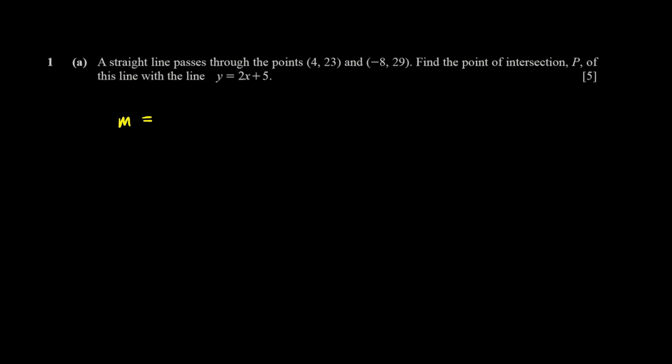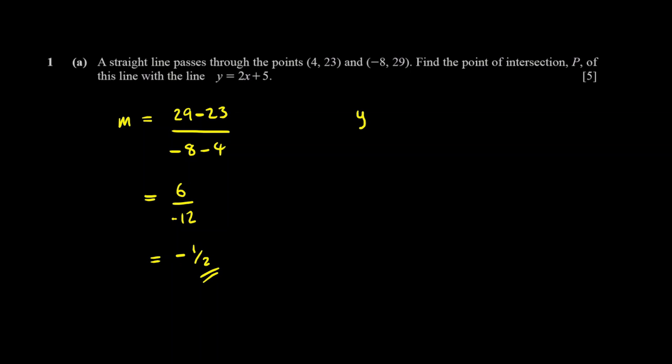So m is equal to y2 minus y1, so 29 minus 23, over x2 minus x1, which is negative 8 minus 4. And if I simplify that, well, 29 minus 23 is 6, and negative 8 minus 4 is minus 12. And so the gradient is going to be minus a half. Okay, so that's the gradient of that line.